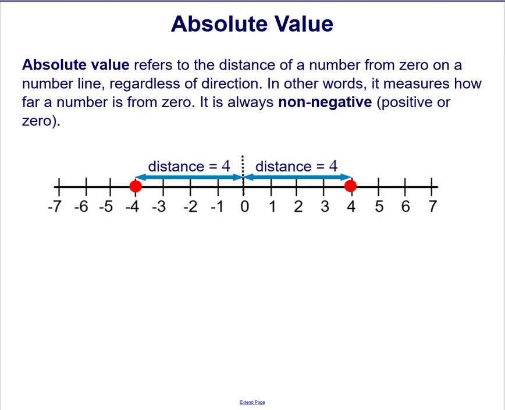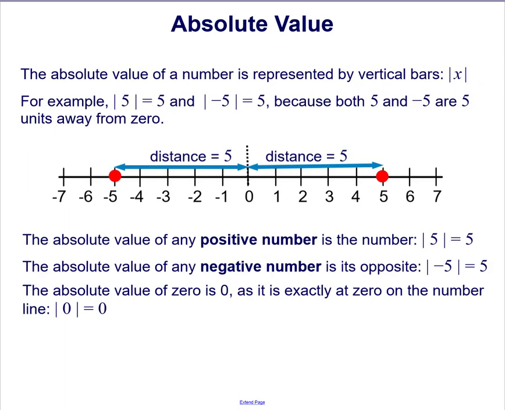As we look at this number line, we see there are two numbers that have a distance of 4 from zero. The number 4 is 4 units away from zero, and the number -4 is also 4 units away from zero. The absolute value of a number is represented by these vertical bars. This is read as the absolute value of x.